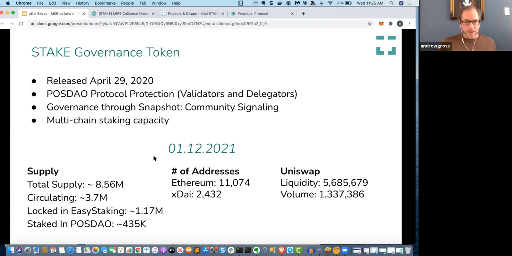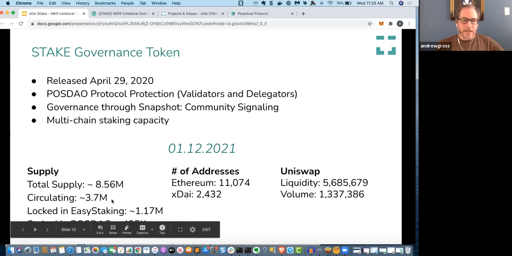Just a few numbers here. With stake, the total supply right now is approximately 8.5 million. And that will grow on an annual basis. There are emissions. That's how validators and delegators are rewarded. There's also an easy staking application on Ethereum where people can lock their stake on Ethereum. And that serves to limit the supply of stake.